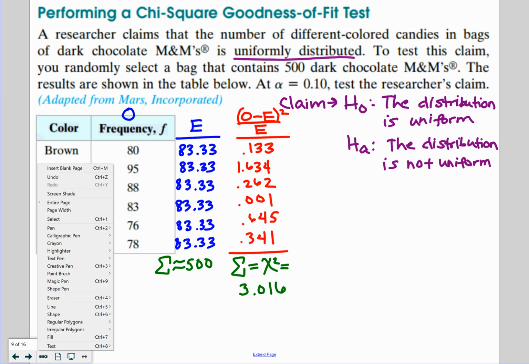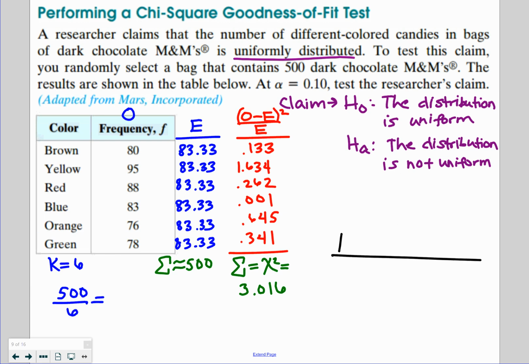Okay, so now we know the distribution, the shape, is going to look like this. It's going to be a hill on the left, long tail on the right. We need to figure out where the rejection region starts, and that's where you're going to use your table now. Okay, so find table 6 in your packet, chi-square distribution. And at the top is your level of significance, 0.1. And then if my K is 6, what's my degrees of freedom? What's your degrees of freedom?